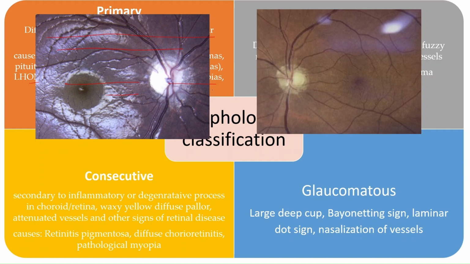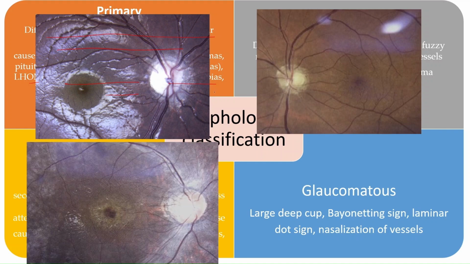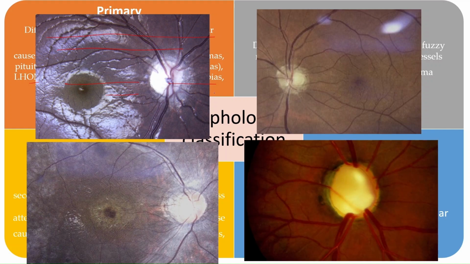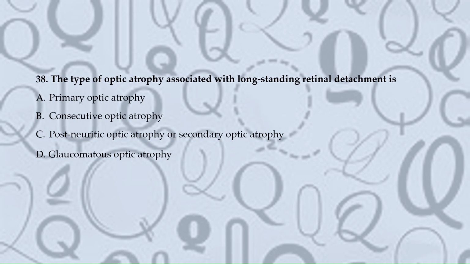Consecutive optic atrophy is secondary to an inflammation or degenerative process in the retina or choroid. The common causes are retinitis pigmentosa, diffuse chorioretinitis, and pathological myopia, and the disc here is described as waxy pale. The last type is glaucomatous optic atrophy, characterized by all features of glaucoma such as a deep cup, bayoneting sign, nasalization of vessels, and laminar dot sign.